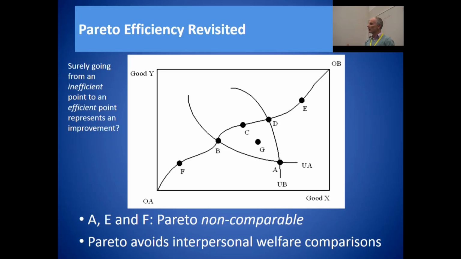This whole idea of Pareto efficiency and Pareto optimality is it avoids interpersonal comparisons of welfare. Who are we to say it's right and just to improve one person's lot at the expense of someone else? In that sense, then, A, F, and indeed point E, they are all described as Pareto non-comparable.